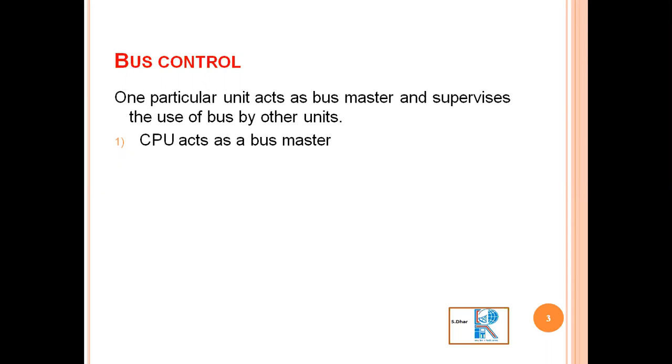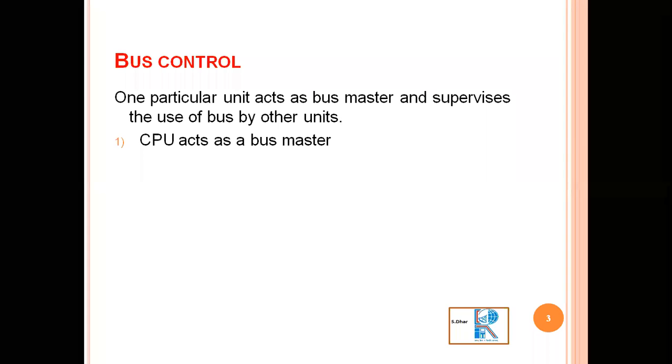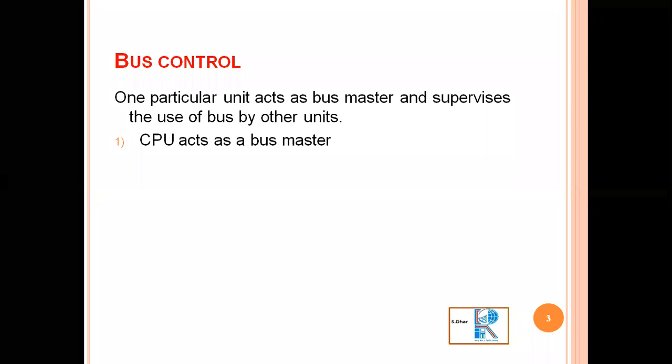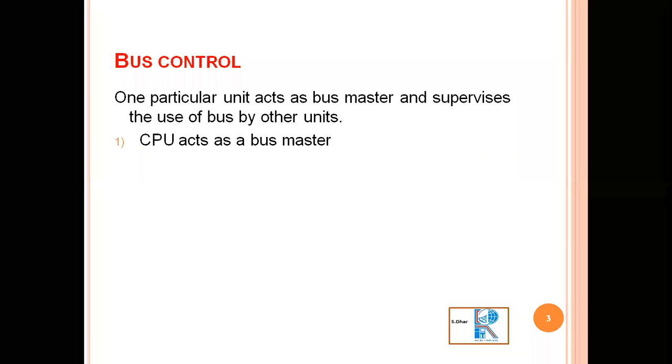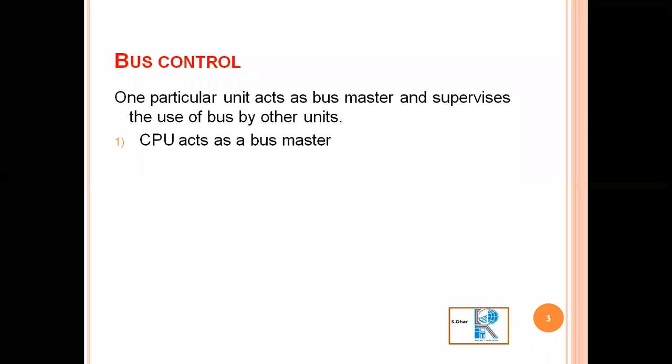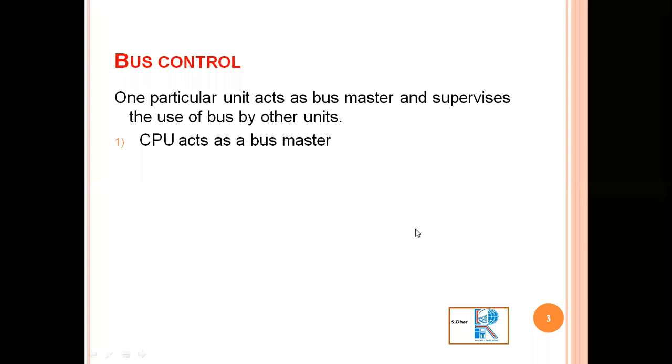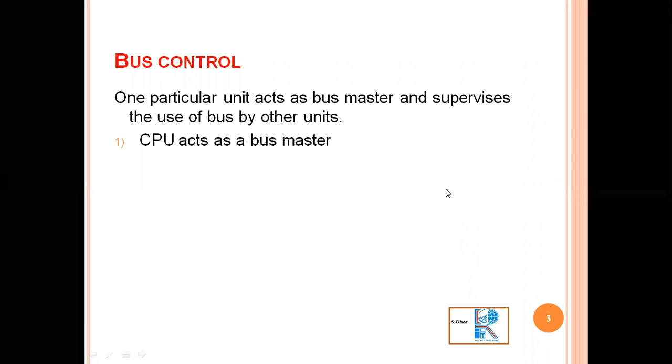Suppose in a computer, you know that the CPU is one of the main components. So the CPU acts as a bus master. Bus master means the CPU can control the bus. It can grant the bus to another device, as in the case of DMA, or it can take the bus from another device, or it can give the bus or leave the bus for another device when it is required. So the CPU acts as a bus master.